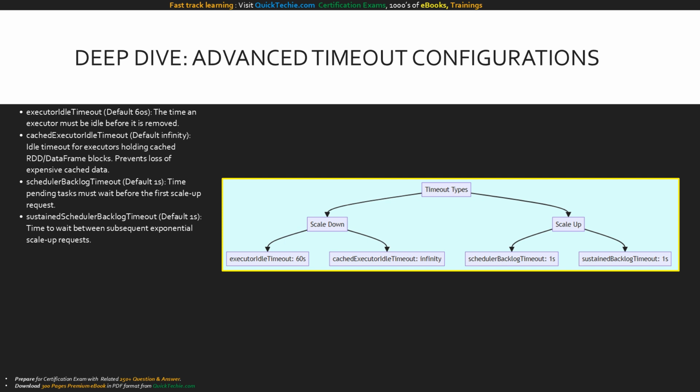Finally, we have the backlog timeouts. Scheduler backlog timeout is how long Spark waits before making its very first request for new executors, usually 1 second. Sustained scheduler backlog timeout governs the time between the subsequent exponential requests.